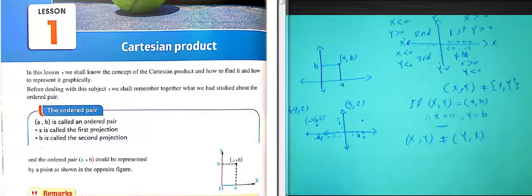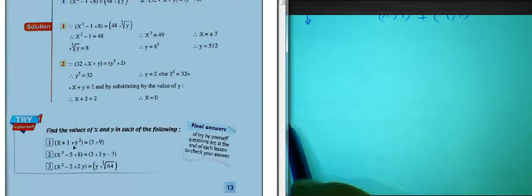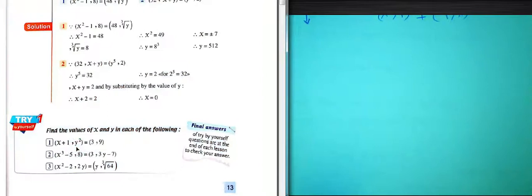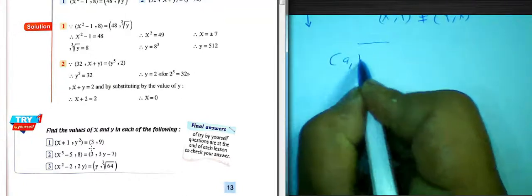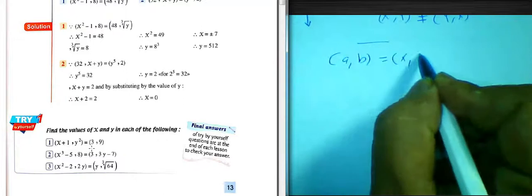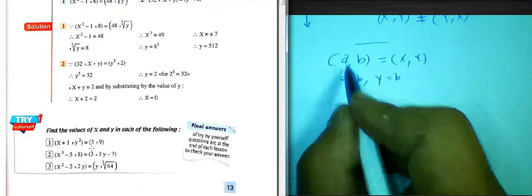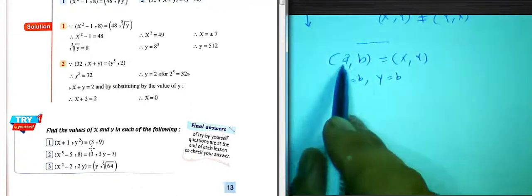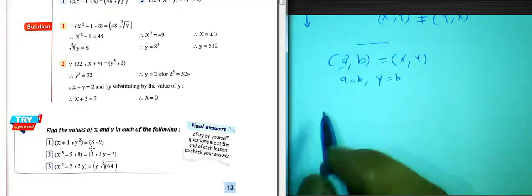Look at this example. Try to find the values of x and y in each of the following. Number one, on the right hand side, (x plus 1, y power 2) equals (3, 9). We know that if (a, b) equals (x, y), then a equals x and b equals y. A is called the first projection, b is called the second projection. It's okay.